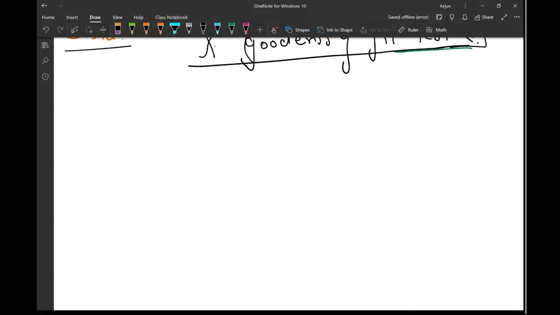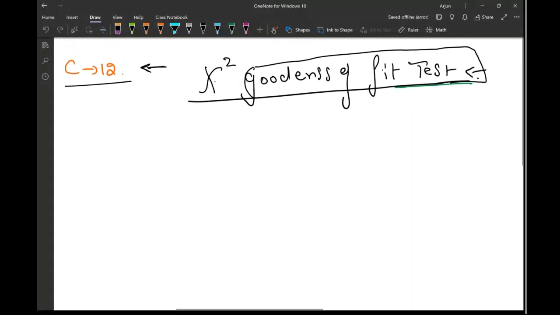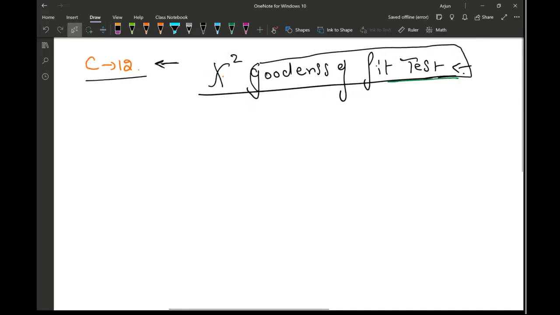Welcome back, folks. In today's class, I'll be talking about chapter number 12. In chapter number 12, we'll be talking about the goodness of fit test. Okay, we're going to try and understand this topic with the help of an example.